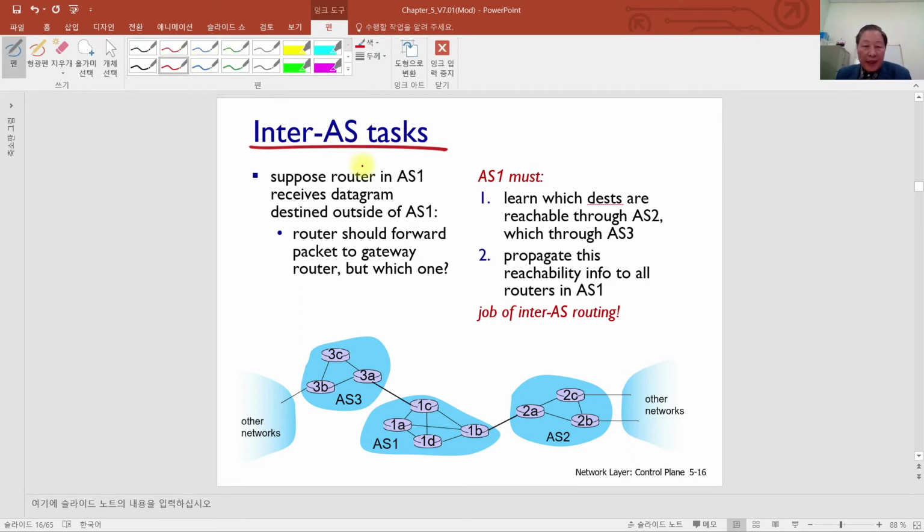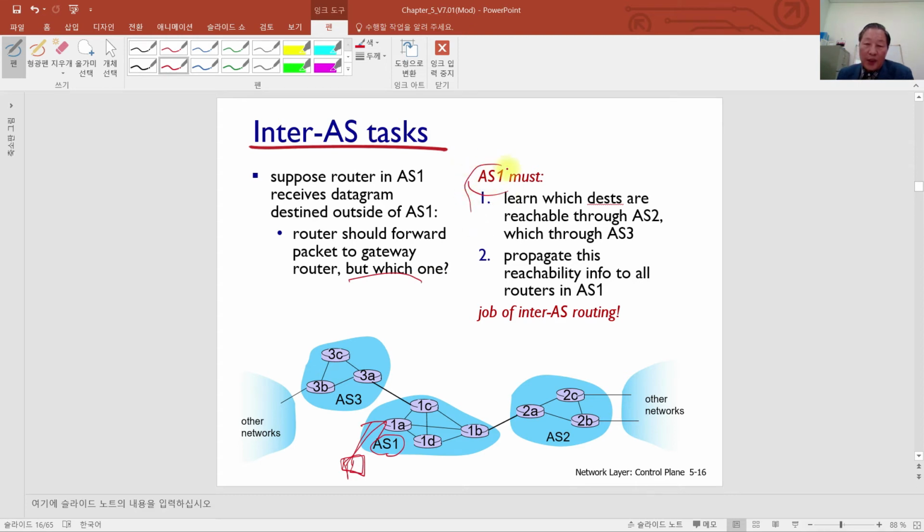Okay, inter-AS tasks. Suppose a router in AS1 receives a datagram destined outside of AS1. Some computer is attached here, and it is sending a datagram destined to outside, here or here. The router should forward the packet to a gateway router, but which one?